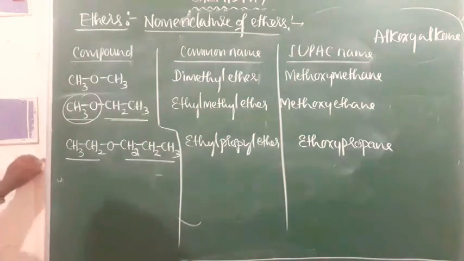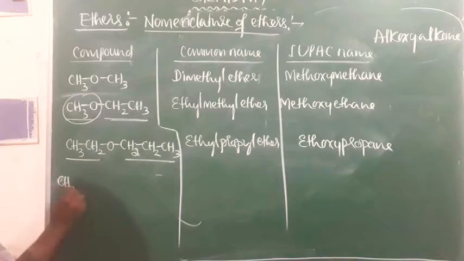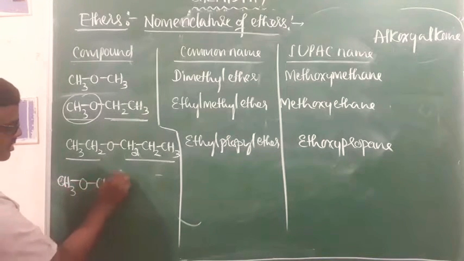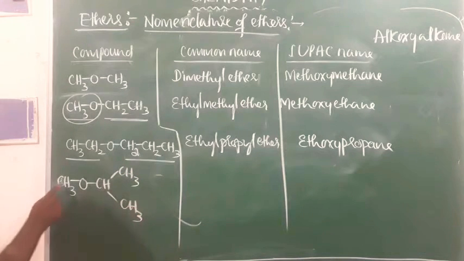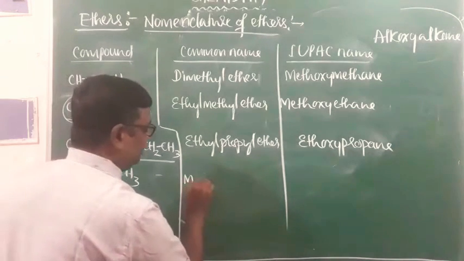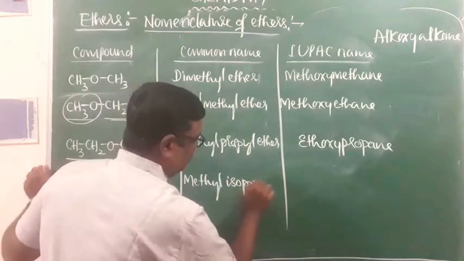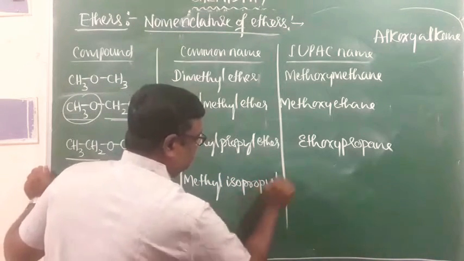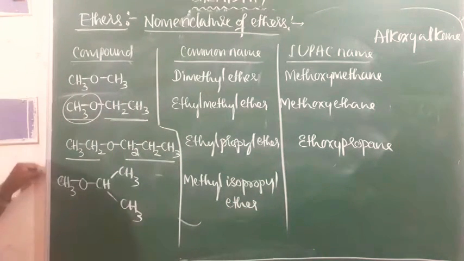So this is one more organic compound, right? Apart from that, we have CH3O and of course CH3. This is an isopropyl group. This is a methyl group and this is an isopropyl group. Therefore, the common name is methyl isopropyl ether. What's the IUPAC name?